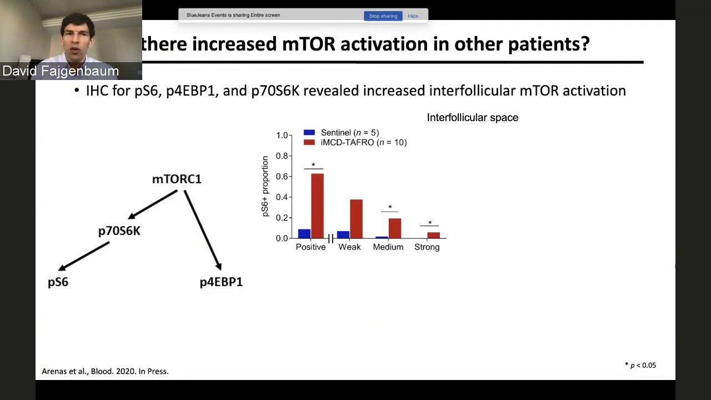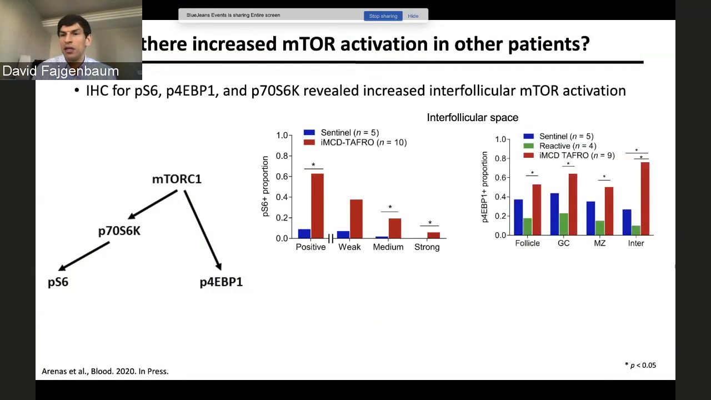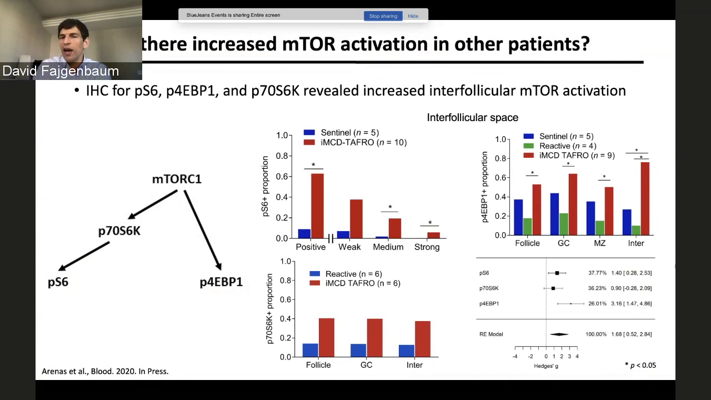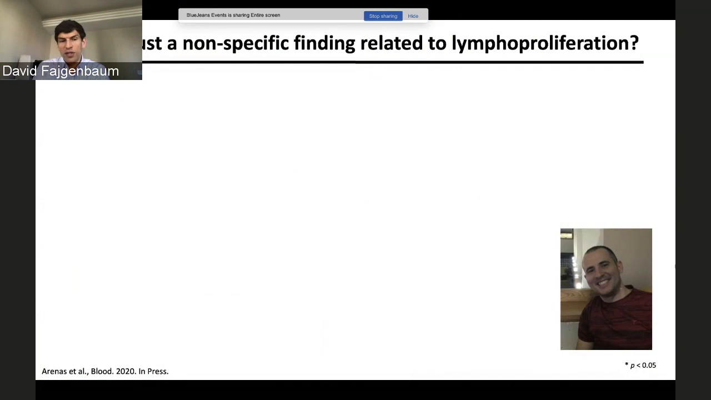where we looked at mTOR activation across a number of other MCD patients, and we found that no matter what readout we used, we kept finding increased mTOR activation in lymph node tissue from iMCD patients. We looked at a total of 26 different iMCD patients. And then another question that you might ask is, well, maybe mTOR is up in your lymph nodes, but maybe it's just up in every disease where there are big lymph nodes.